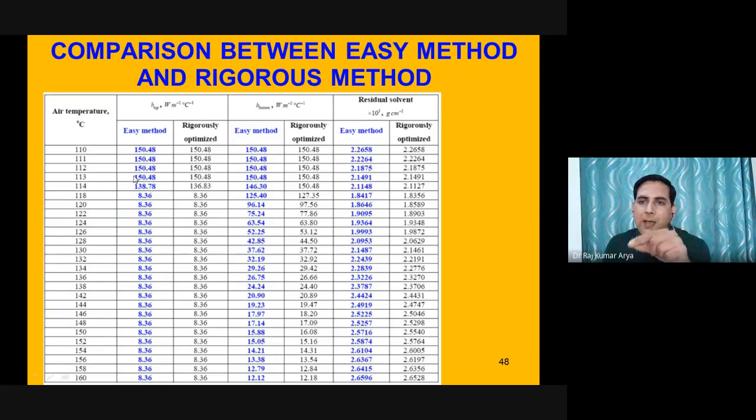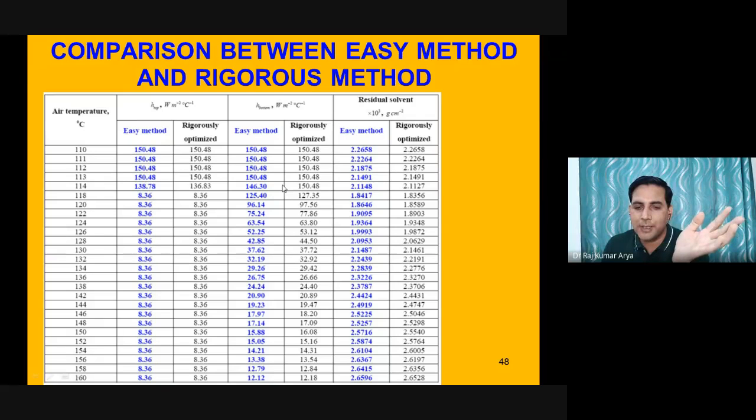We are comparing with the method which we have proposed. We just need a simple program, versus a rigorous optimization program, where we did the nonlinear least square fitting and all this. We compared the two, and we see the values calculated by us and by the normal optimization code are almost the same. You see here, 150.48, 150.48, and again for this also, and the residual solvent calculation is also the same by both methods.